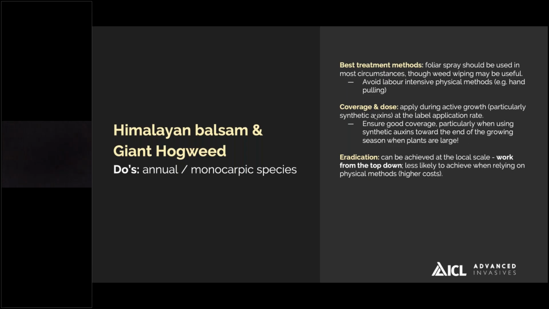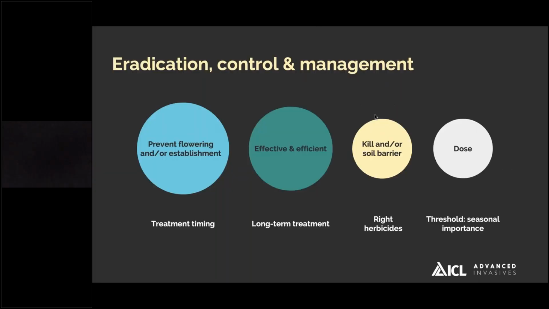In terms of using the E word, eradication, it can be achieved at the local scale. And really think about where possible. I appreciate there's difficulties with landowners and neighbours, but work from the top down of the river catchment. And this enables you to get on top of things in a coordinated way. So thinking about this in terms of eradication, control and management, the really important thing here is to prevent flowering and establishment. Once your problem goes over to seeding, you've missed your opportunity to manage it in that year.